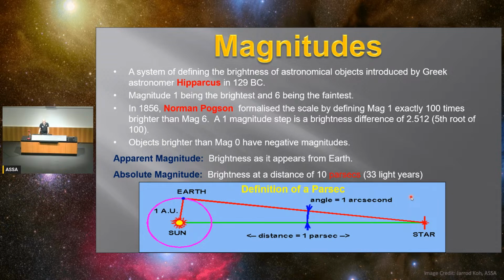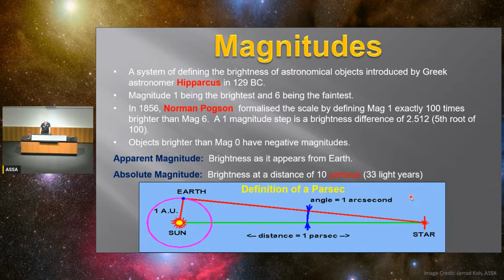So the absolute magnitude is the brightness of the object if it was 10 parsecs away from the Earth, which is about 33 light years. If you could bring all of the stars to that distance of 10 parsecs and then compare their brightnesses, that would be the absolute magnitude, and that will give you an idea of the relative brightnesses of the objects.